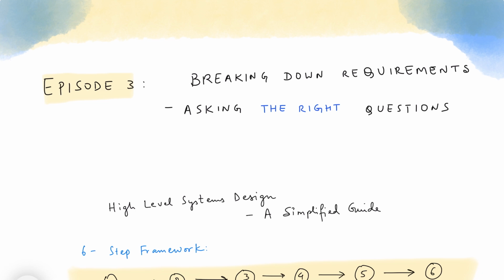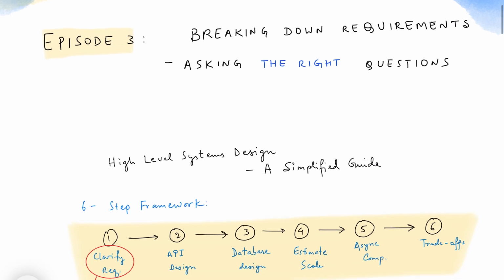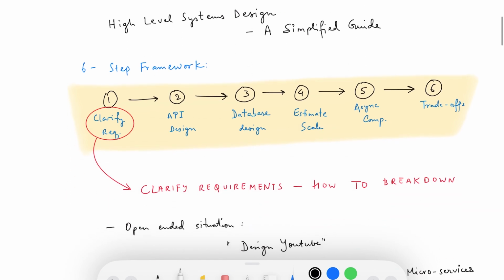In episode 2, we introduced a 6-step framework to approach any system design challenge situation, right? So let us quickly recap. The first step in our 6-step framework was we clarify the requirements, what we want to design, and we ask questions around that. Then we move to API design, where we take an API first approach and we try to design APIs around the functionalities that we're going to build.